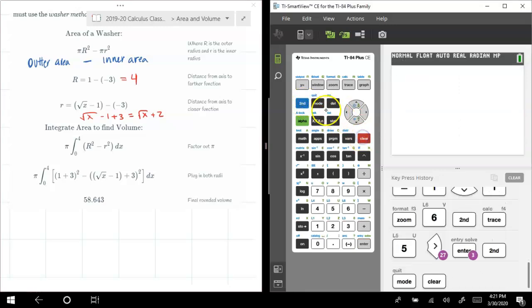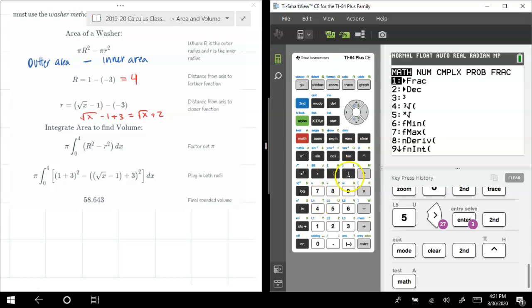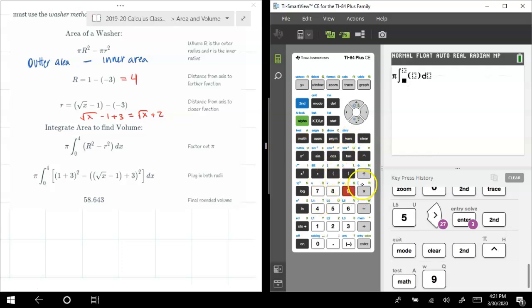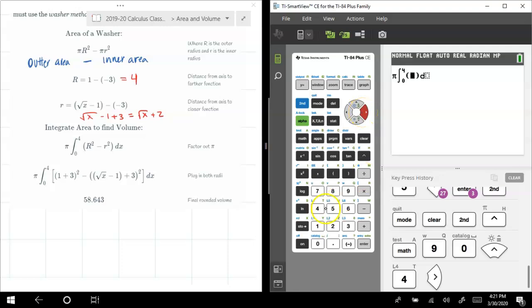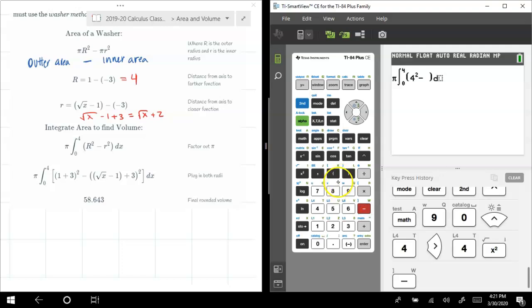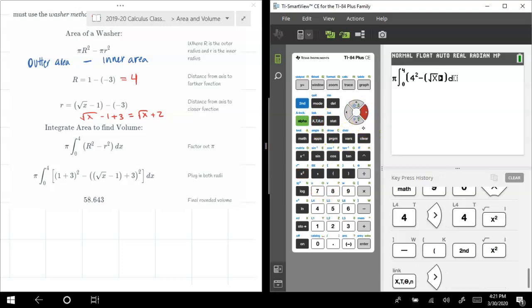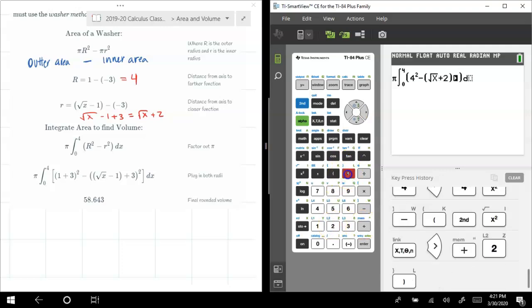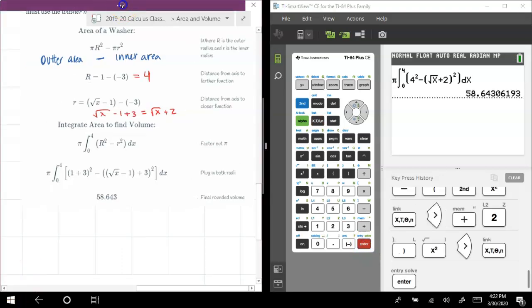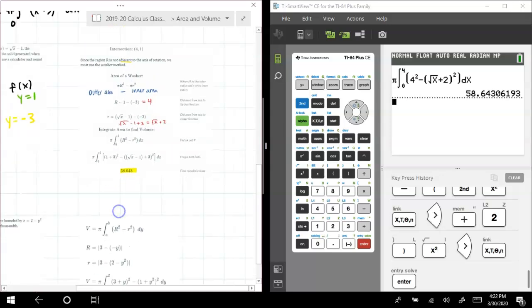So we have pi times the integral from 0 to 4 of 4 squared minus the inner radius in terms of x. Round to 3 decimal places.